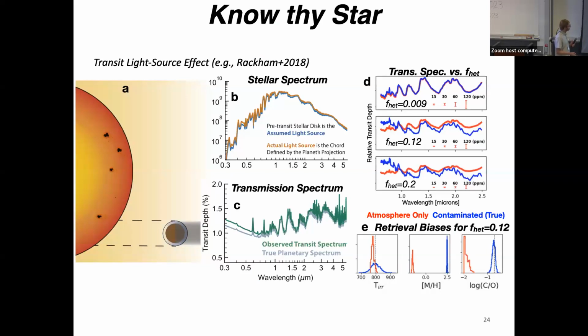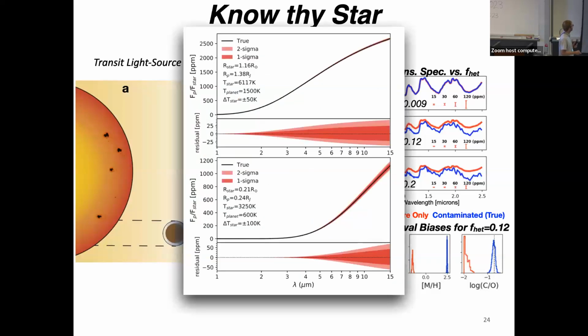The transit light source effect we heard about a little bit, but if your transiting planet is transiting star spots, you can induce artificial features in your transmission spectrum. And if you were to fit that spectrum without accounting for that, you could get significant biases in things like your metallicity and C to O. If you try and correct for that, you could maybe correct your biases, but how well we can correct for that is still being worked on.